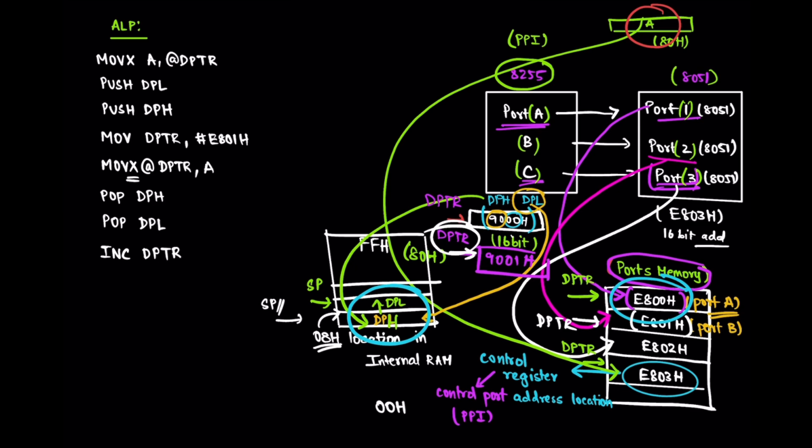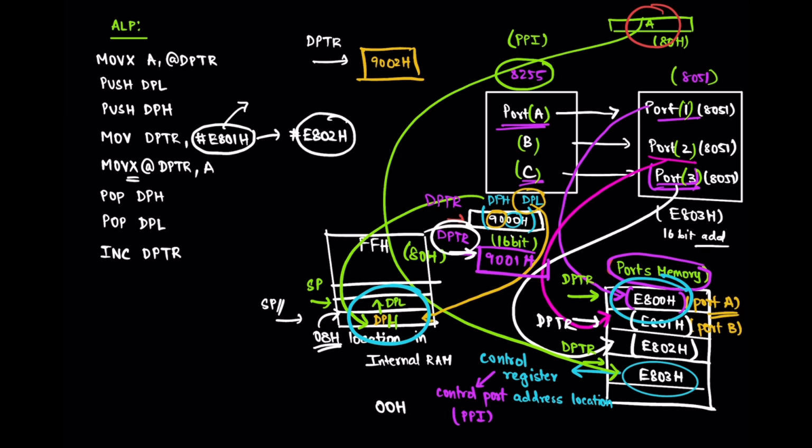Now I am going to increment DPTR. So now DPTR is going to point to 9002H. Now I have to again perform the same thing for the next address memory location, E802H. So the same code is again repeated. The only change is this, because now we want to store it to #E802H.